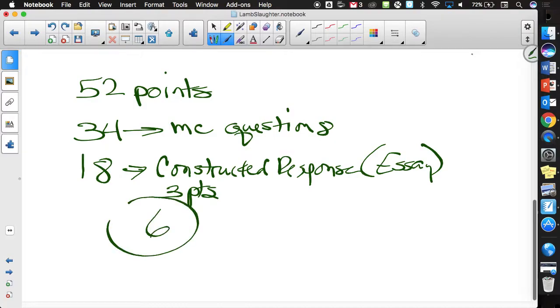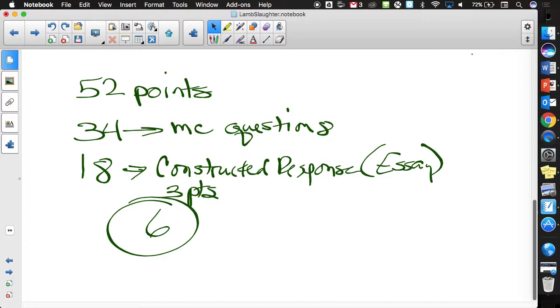So you have 18 constructed response points, 3 points for each question. That means you're going to have a constructed response happening 6 times. There are 6 passages that you're going to be reading, 3 fiction and 3 nonfiction, and each reading has a constructed response question that goes along with it. So it's not a 100-point essay assignment. You're not doing one big long essay for all these different texts. You're doing one short response question for each passage.